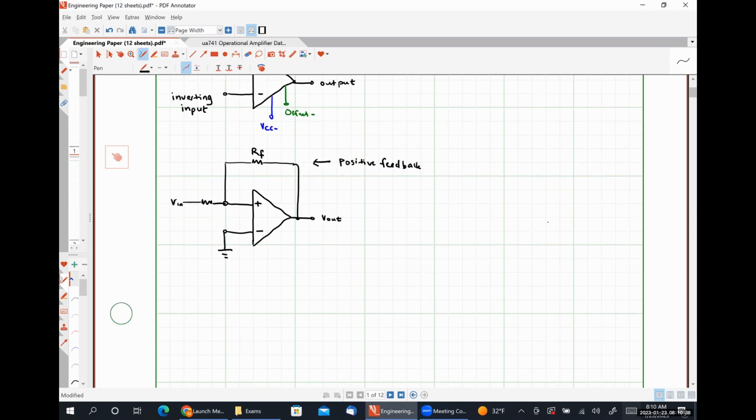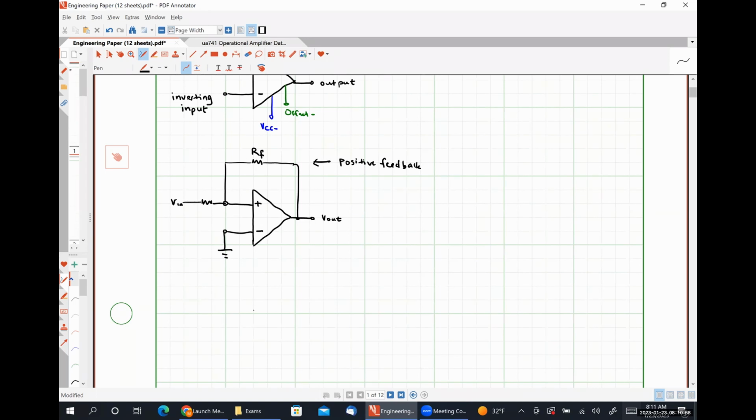Positive feedback is used to make oscillator circuits. So effectively, positive feedback largely makes systems unstable, but that instability can be useful when you're trying to get oscillations and things like that.